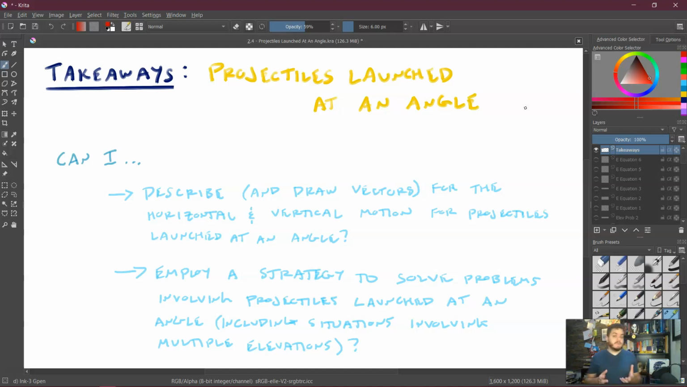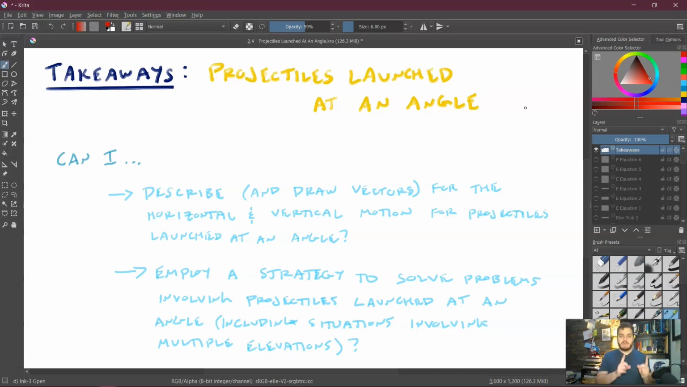So what are our main takeaways for this lesson on projectiles launched at an angle? Well, it's very similar to the takeaways you had for horizontal projectiles, just extended a little bit further. One, can you describe and draw vectors for the horizontal and vertical motion for projectiles launched at an angle? So keep that in mind. For the velocity, it's going to shrink as it goes up and grow as it goes down.